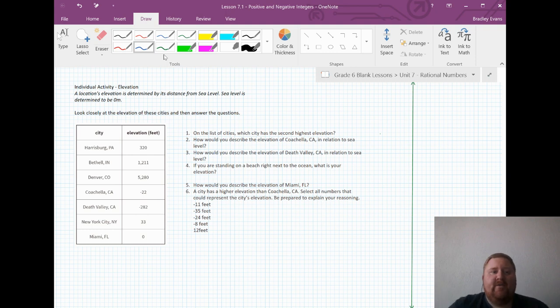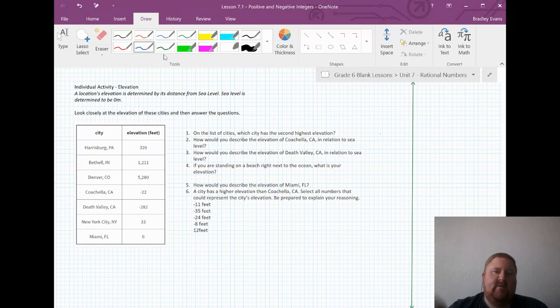Okay, it's time for you to do your individual activity. Now, this activity is all about elevation. In our previous learning, we were learning about temperature and how temperature can be a positive or warm temperature, or a negative temperature, which would be a cooler temperature. Now, a location's elevation is determined by its distance from sea level.